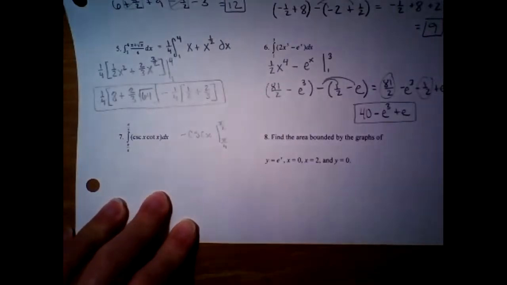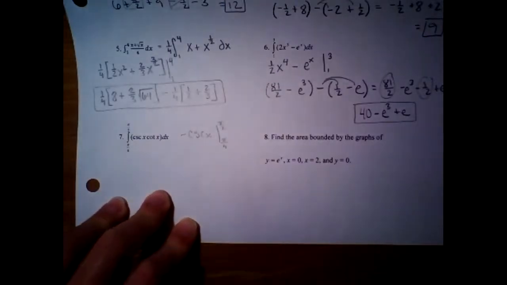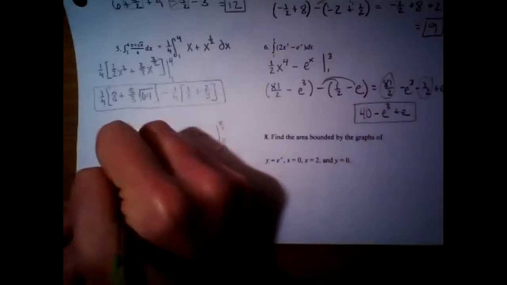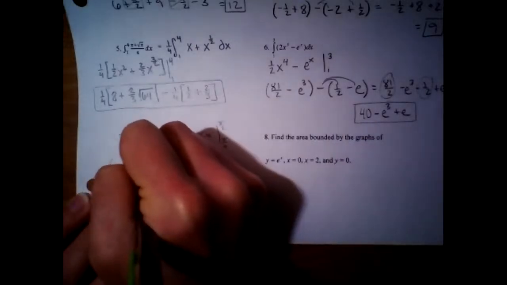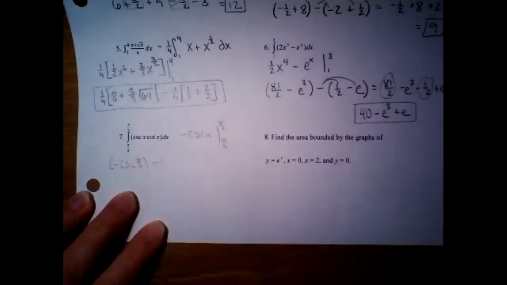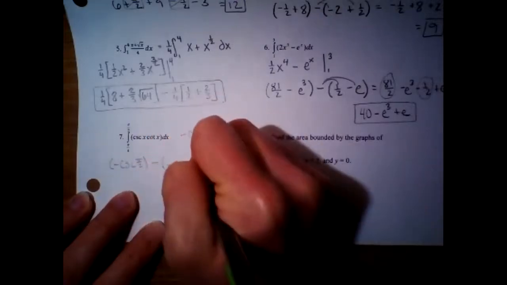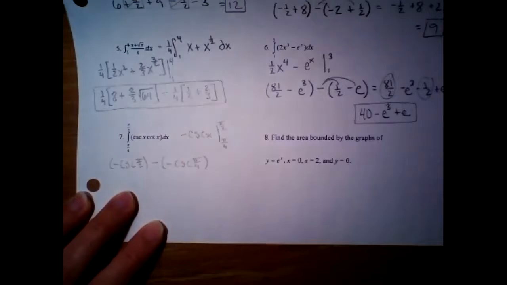All right, and so it is going to be upper boundary minus lower boundary. So we're going to have negative cosecant of pi over 2 minus negative cosecant of pi over 4. And then we're going to evaluate these. All right, so let me pull out my unit circle.